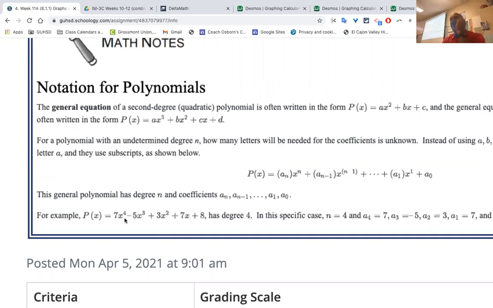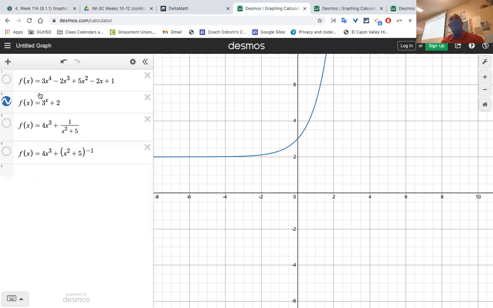So like this example down here, 7x to the fourth, it starts with the fourth, but then the second exponent is 3, then 2, then 1, and then nothing. Okay, so it should follow that order. If it doesn't, or let's say one of the exponents is negative, or one of the exponents is not even a number, it's just some letter, that's not a polynomial. So here I have some examples of what is and what is not.